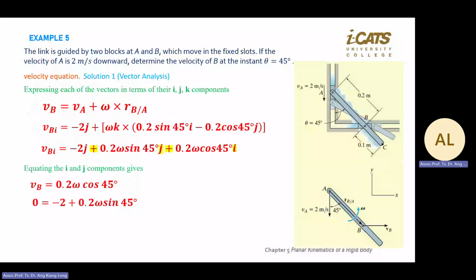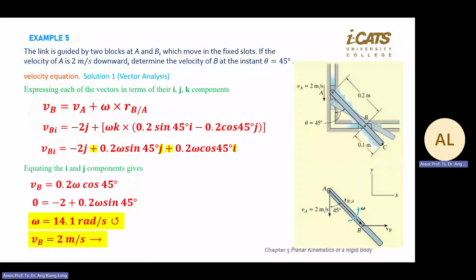And then this one you copy: negative 2 plus 0.2 omega sine 45. You solve this one first. You solve the second equation, you get omega. Once you get omega, substitute back here, you get VB. Okay, so this is mathematics. So this is how you solve this question.